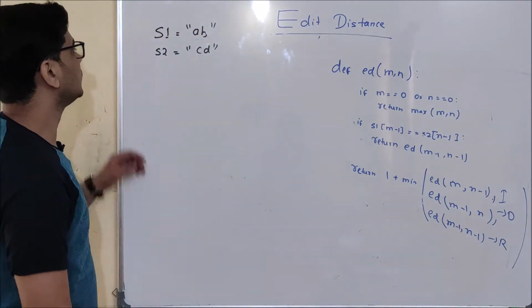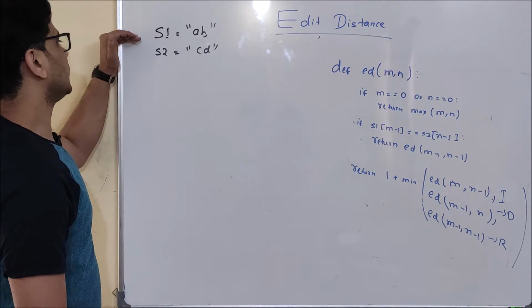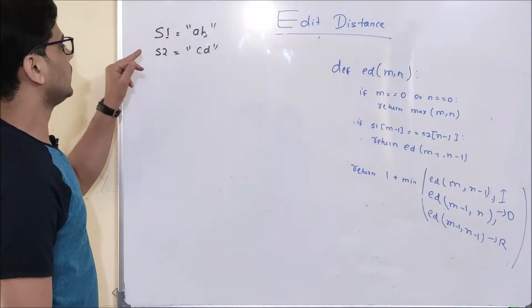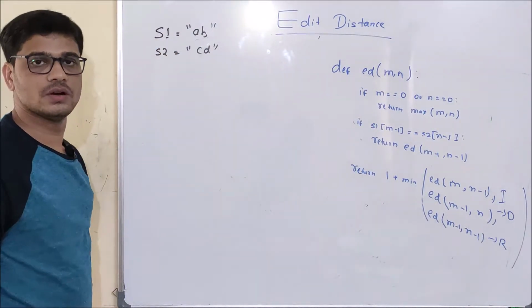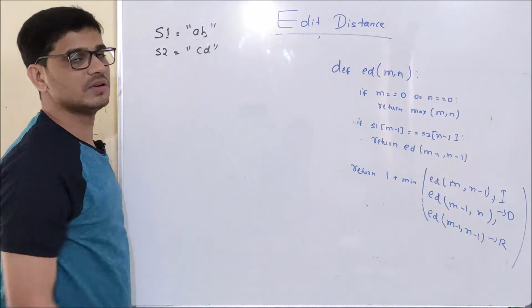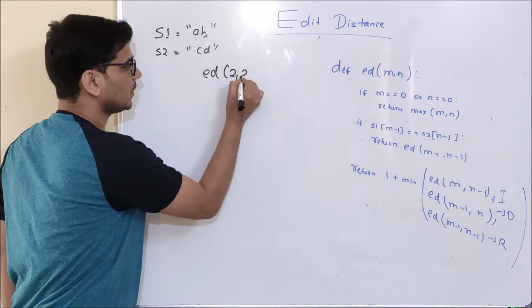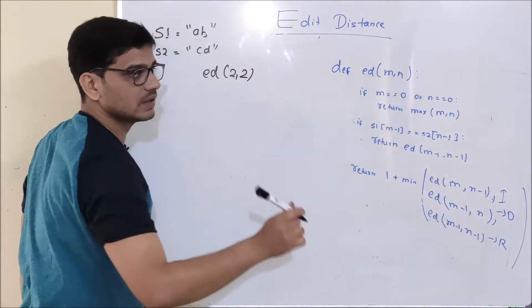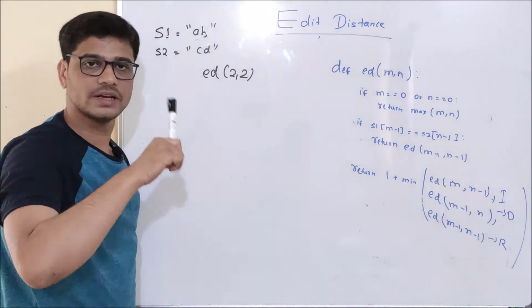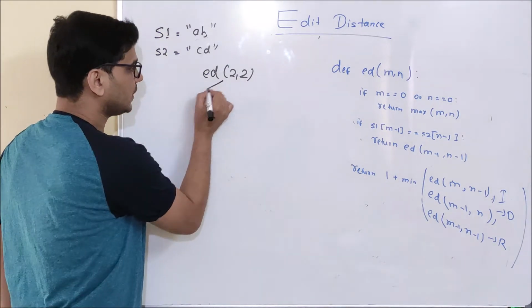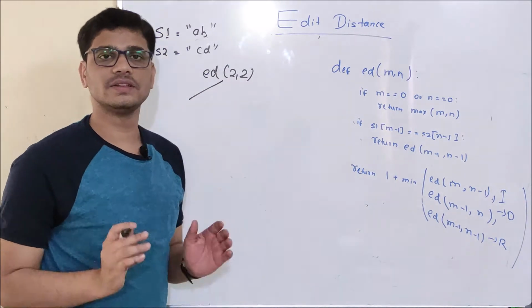Now come here. To do that, I am going to take an example of two strings, S1 equal to AB and S2 equal to CD. To find the edit distance between these two strings, I will make a function call to ed of 2, 2. M and N are the lengths of the first string and second string. So ed of 2, 2 will come for its execution.